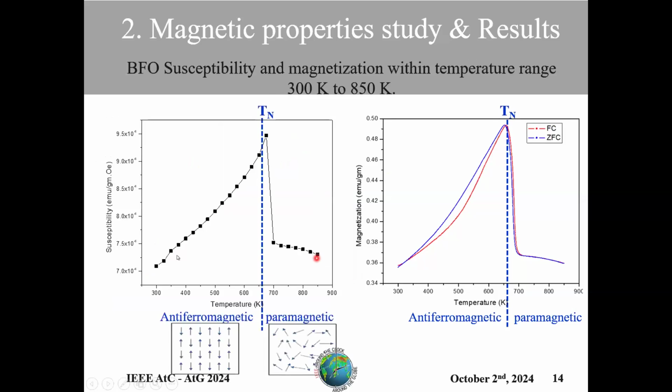Here we can see from the susceptibility plot and the magnetization plot that below about 650 Kelvin, the behavior of the susceptibility and magnetization is different from above that temperature, which indicates that below that temperature, bismuth iron oxide behaves as an antiferromagnetic material. Then, after 650 Kelvin, there is a sharp decrease in susceptibility and magnetization, which indicates a magnetic transition from antiferromagnetic to paramagnetic state due to the rearrangement of magnetic domains.